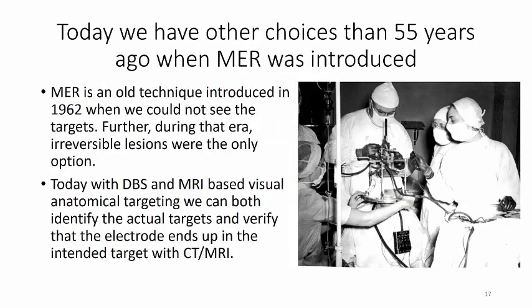Today we have other choices than 55 years ago when microelectrode recording was introduced. It is an old technique introduced in 1962 when we could not see the targets. Further, during that era, irreversible lesions were the only options. Today, with DBS and MRI-based visual anatomical targeting, we can both identify the actual targets and verify that the electrode ends up in the intended target with CT and MRI.